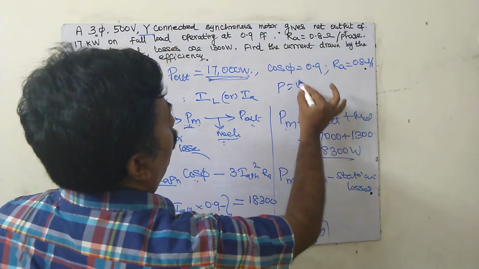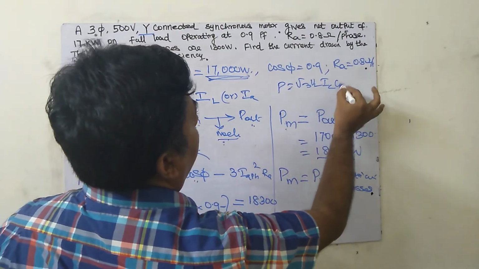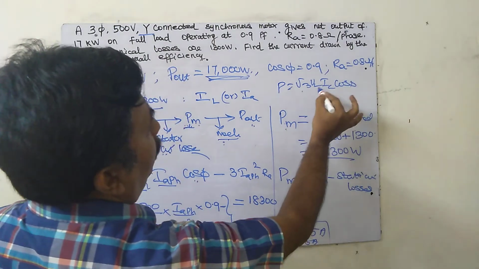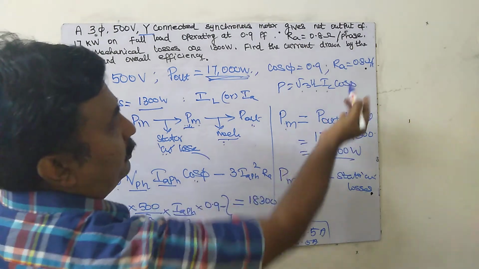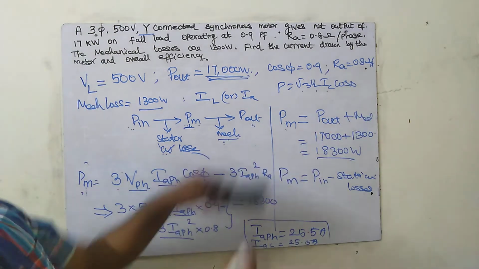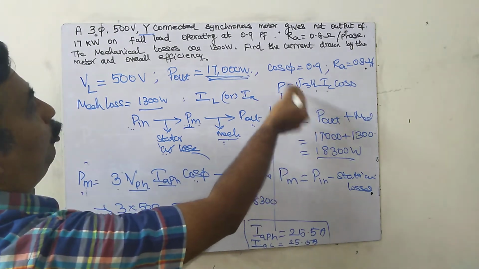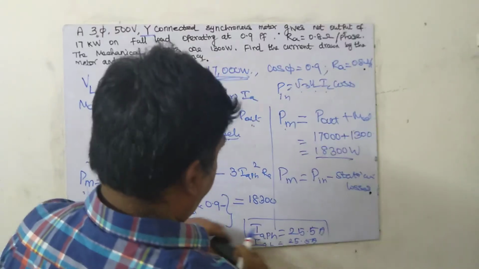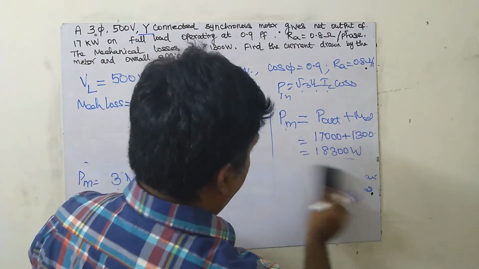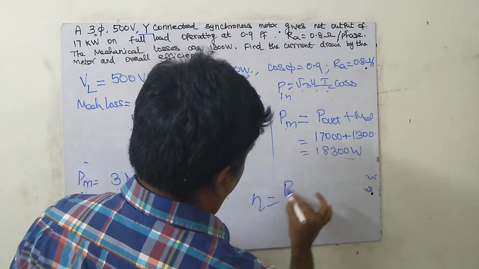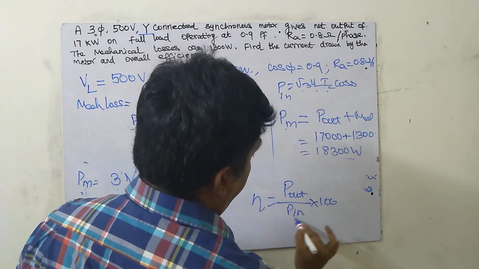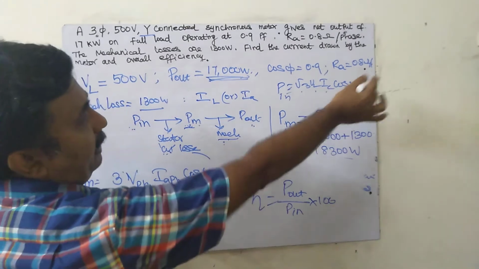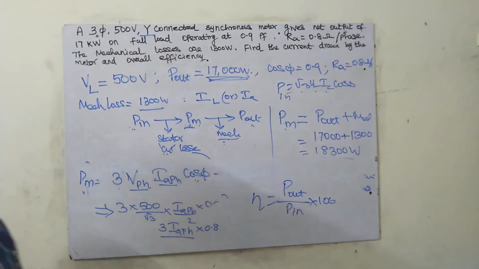P equals root 3 into VL IL cos phi. Root 3 we know, VL equals 500 line voltage, line current equals the same 25.5, cos phi equals 0.9. So we can find P in. Efficiency equals P out divided by P in. P out is a given value, and P in we have to calculate from this. So this is the simple power formula.